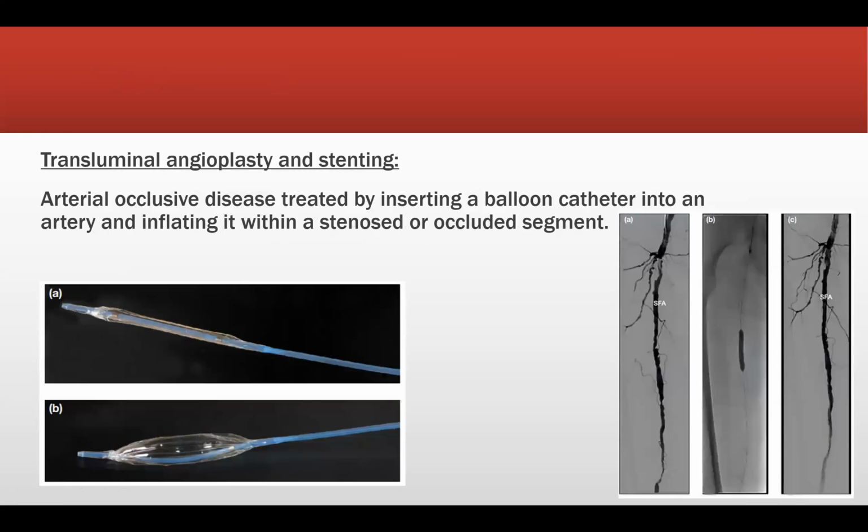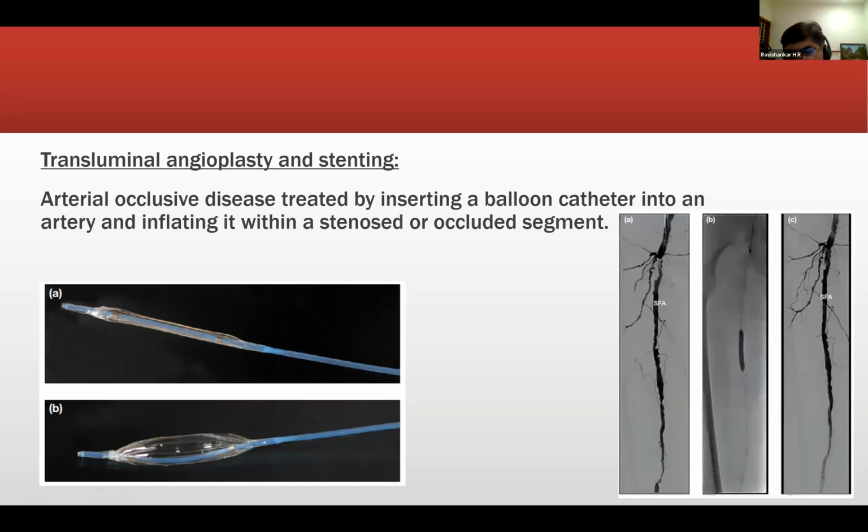Next mode of treatment is transluminal angioplasty and stenting. Here, arterial occlusive disease can be treated by inserting a balloon catheter into the artery and inflating it within a stenosed or occluded segment. This is the balloon catheter, deflated and inflated. In this picture, we can see the DSA with multiple stenoses in the superficial femoral artery. In the second picture, you can see the balloon is inserted and inflated. This is after balloon angioplasty.